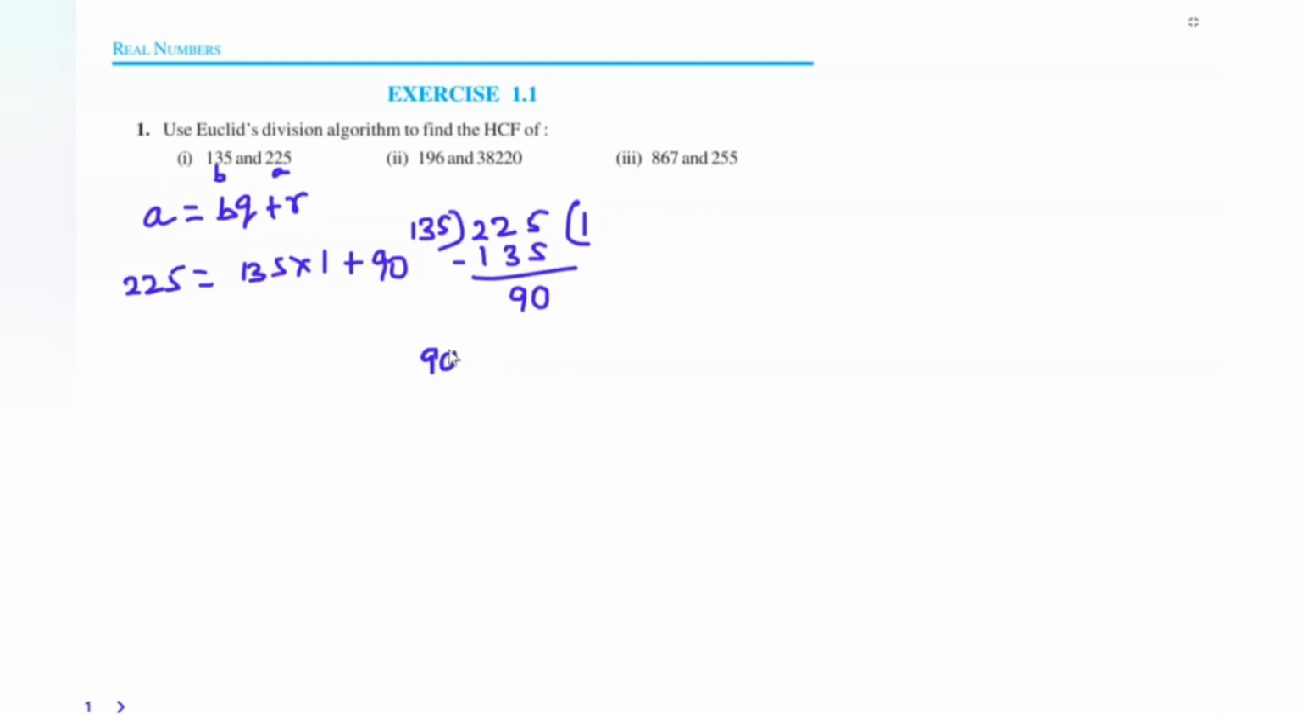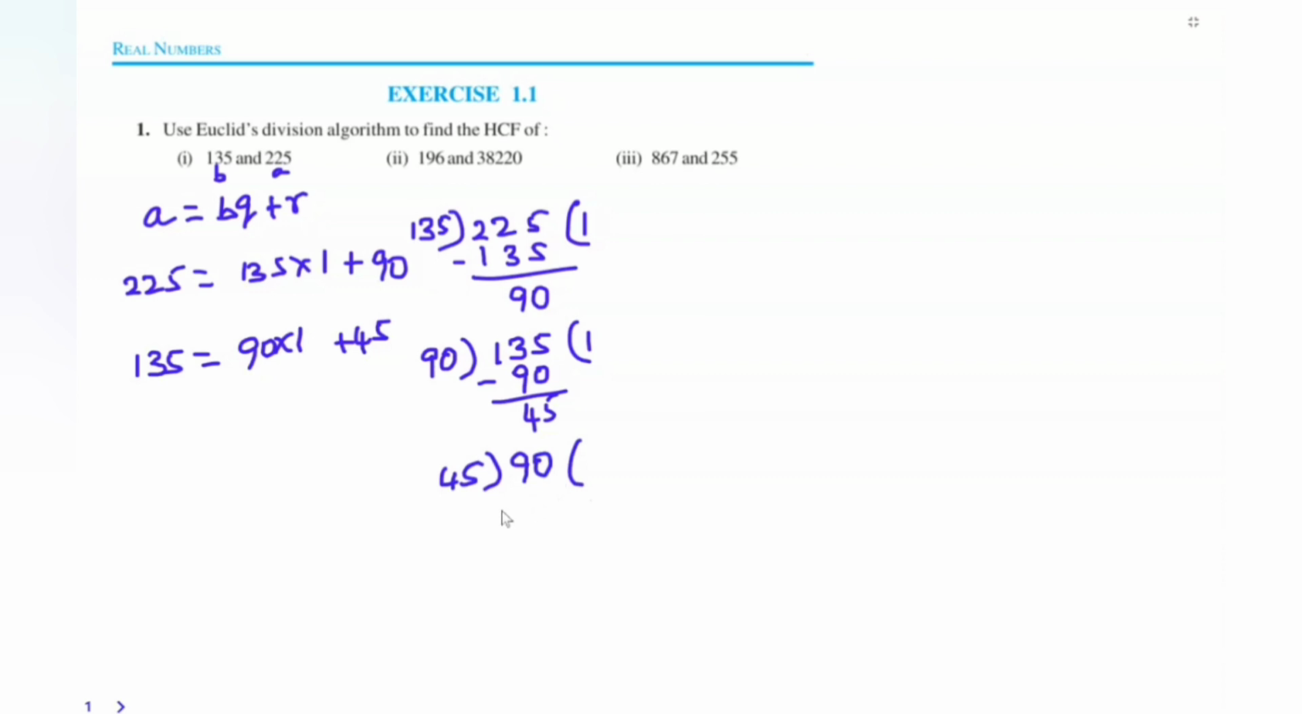Now applying division algorithm on 90 and 135, let us divide these two. 90 times 1 gives you 90. Let us subtract again. You will get 45. So again the remainder is not 0. So let us write according to division algorithm 135 is equal to 90 times 1 plus remainder 45. Next, as the remainder is not 0, let us continue the division again. Let us take the remainder as divisor now and the previous divisor as dividend and apply division algorithm for these two numbers continuously.